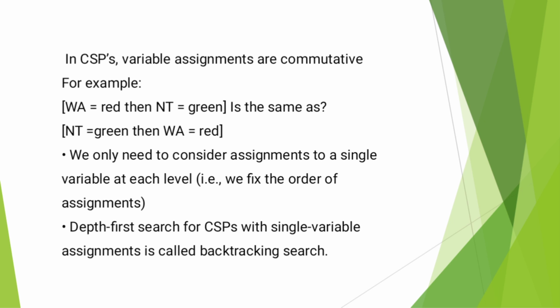In CSP, variable assignments are cumulative. For example, WA equal to red and then NT equal to green is the same as NT equal to green, then WA equal to red. We only need to consider assignments to a single variable at each level. That is, we fix the order of assignments: which one is first, then the next one. Then in backtracking, we use depth first search for CSP with a single variable assignment. That is called backtracking search.